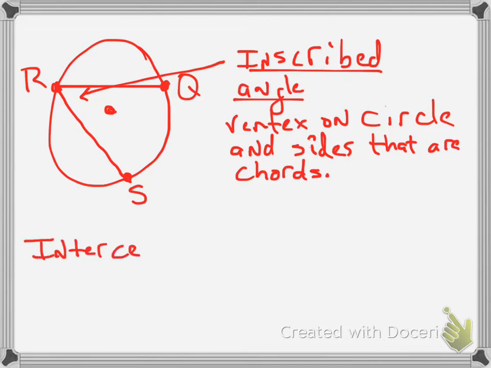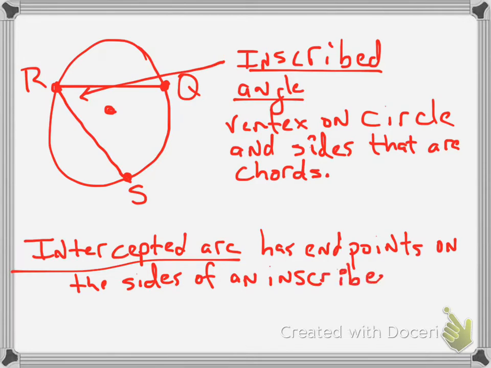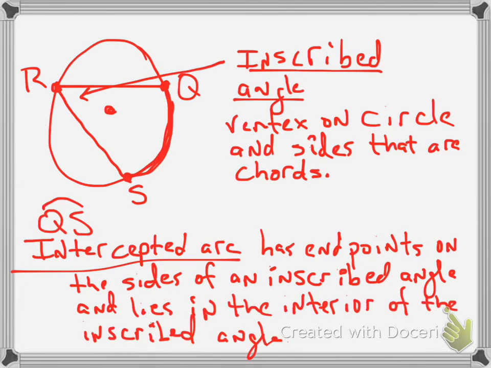Okay, there's also an intercepted arc, because with every angle it makes an arc. So here you can see QS is an arc. An arc has endpoints that are part of the sides of the inscribed angle, and thus they're on the circle. So in this case QS is the, I'm sorry, the intercepted arc. So we had an inscribed angle of R and an intercepted arc of QS.